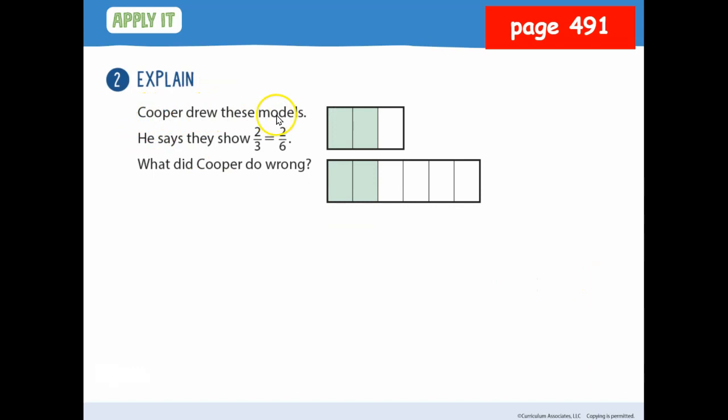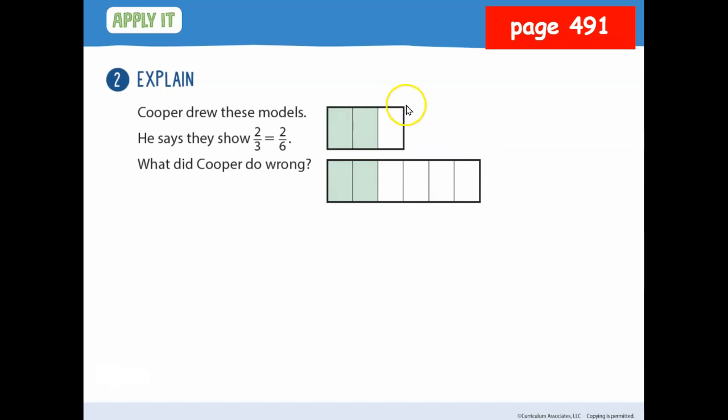It says here, Cooper drew these models. He says they showed 2/3 is equal to 2/6. What did Cooper do wrong? Do you think he's wrong or right? Are both models the same size? If they're supposed to be the same size, then they're supposed to be like this. Are they the same size? No, they're not the same size.